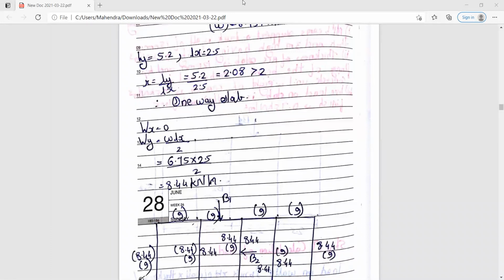मैम Wx 0 कैसे आया? See the steps. I have already told you that whenever you will come for the next lecture, just read out the steps that we had written. One way slab के लिए Wx की वैल्यू हमेशा 0 रहती है और Wy के लिए you are having the formula that is W into Lx by 2. Yes, yes. So just refer your steps.